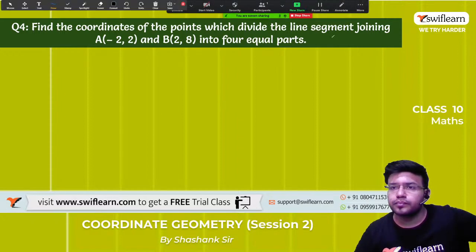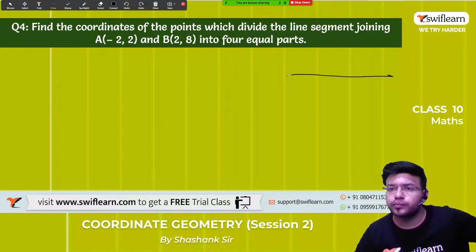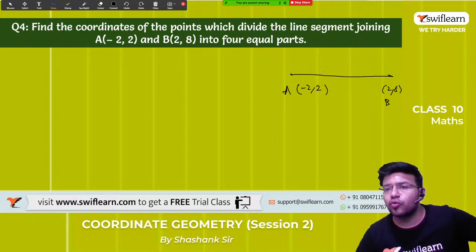ठीक है? चलो. Point A है -2, point B है 2, 8. Okay, find 4 equal parts. 4 equal parts means 1 part, 2 part, 3 part, 4 parts. Okay, find the points P, Q, R.